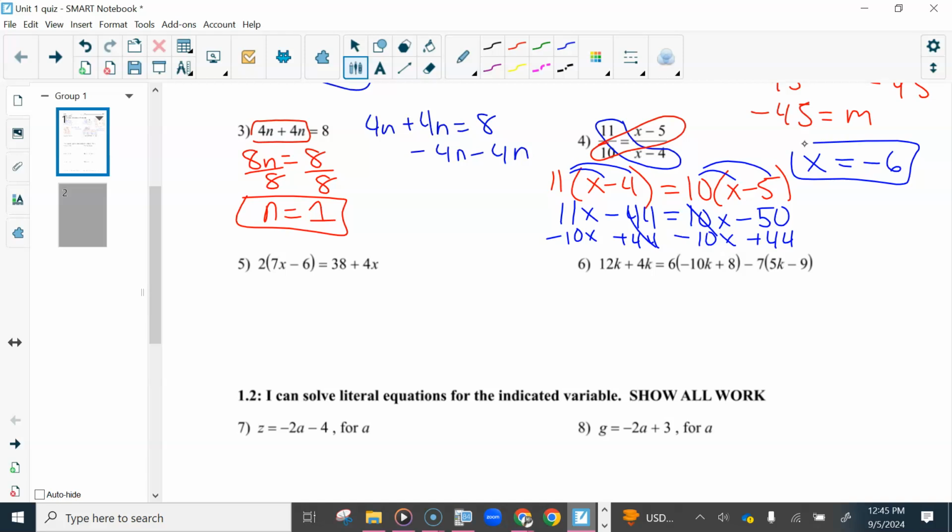If you did it the opposite way, let's say you subtracted 11 and added 50, you would have ended up with -x equals 6, and then you would have had to divide both sides by a -1, because we can't leave that negative with the x. Questions there?